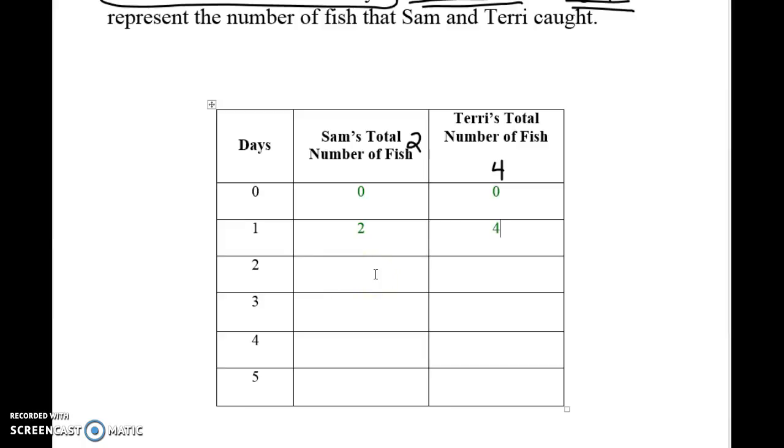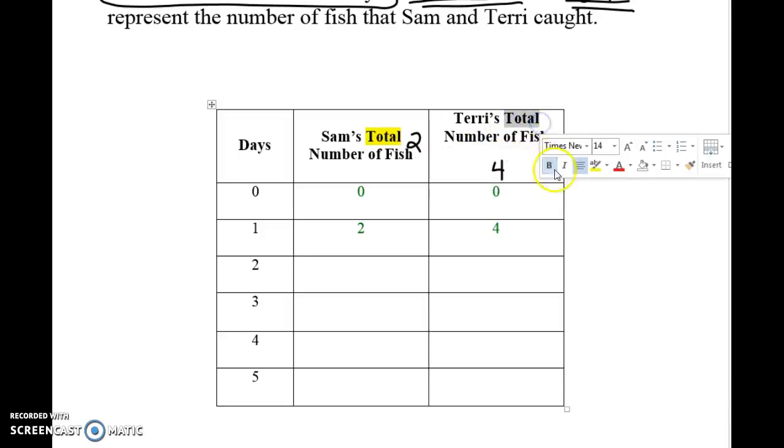Now, here's where it gets a little tricky. Sometimes you want to go in and put in 2 more fish because each day he caught 2. But look at what the title says. It says Sam's total number of fish. So in that case, you're going to have to make sure that you're adding it up.